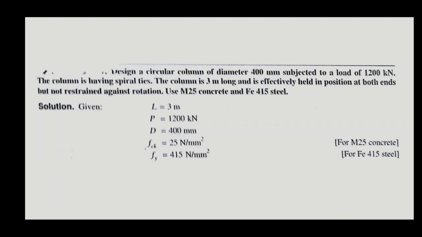So what is given in the question? The length of column, capital L, is 3 meter. Axial load, capital P, is 1200 kilonewton. Diameter, capital D, is 400 mm. fck is 25 Newton per millimeter square for M25 concrete and fy is 415 Newton per millimeter square for Fe415 steel.